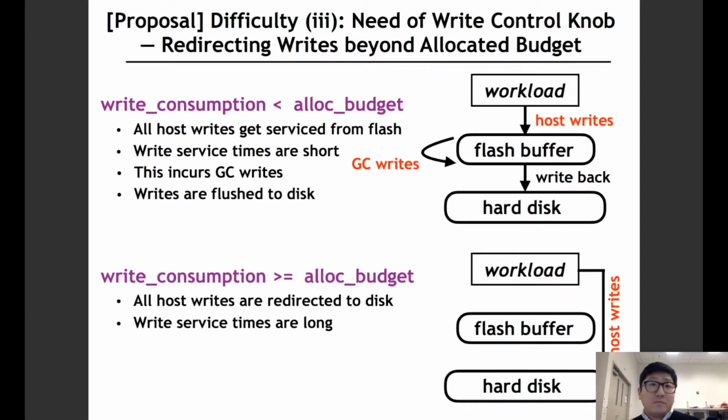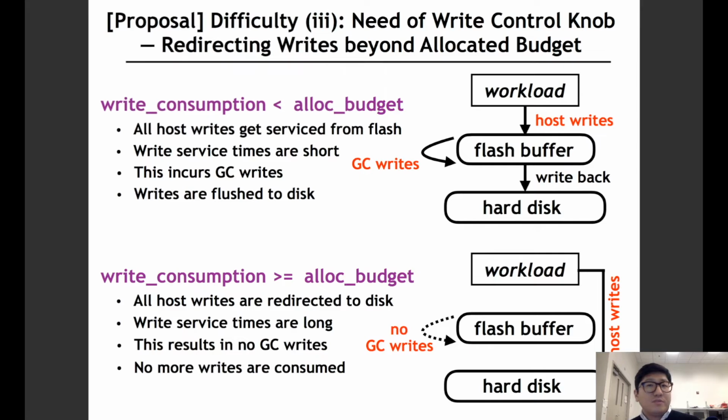In contrast, when the number of consumed writes goes beyond the number of allocated writes, all host writes are redirected to the next layer disk, and their service times become longer. However, normal host writes and normal GC writes get serviced from Flash.